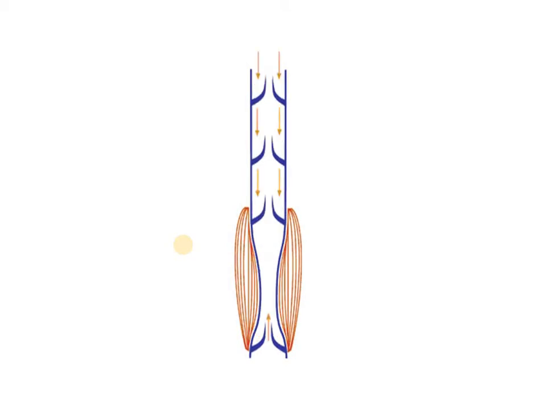So these two actions, the contraction and relaxation of the skeletal muscles, and the presence of the semilunar valves in the veins, ensure that the blood goes in one direction and never flows back.